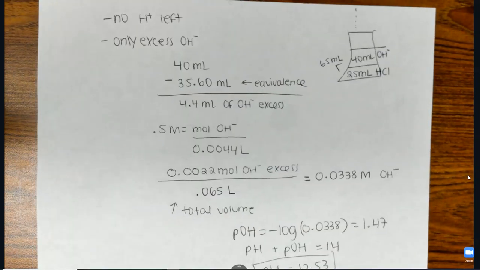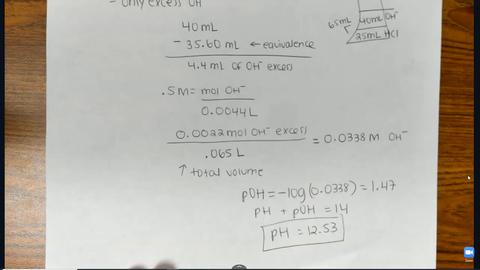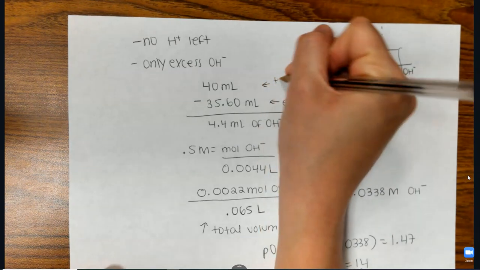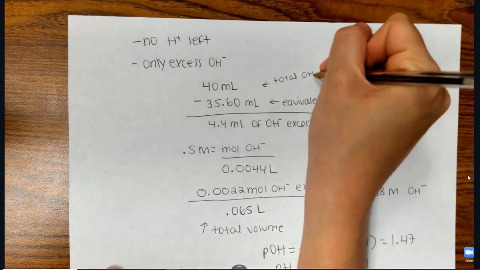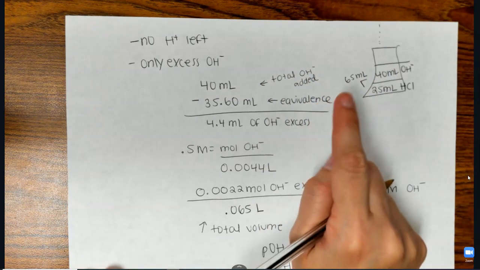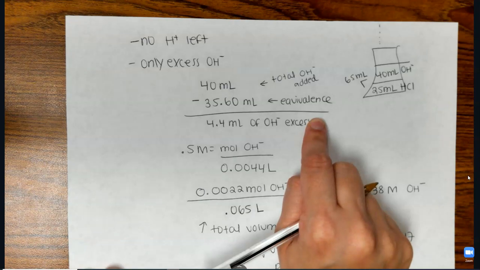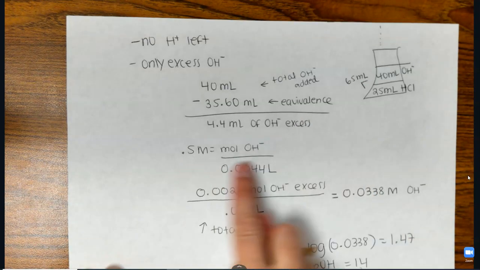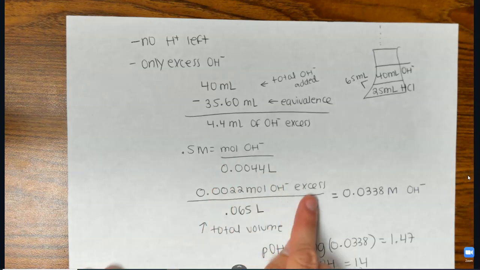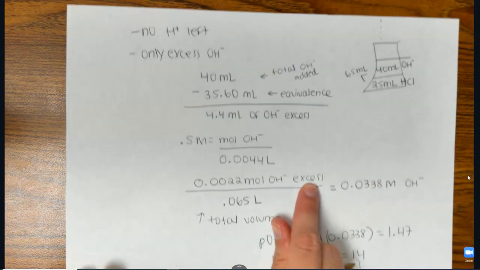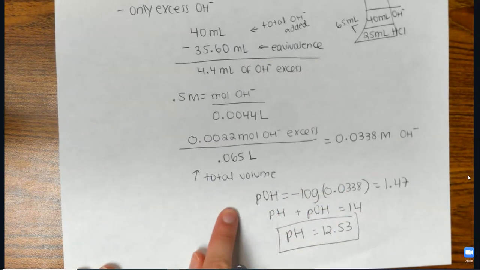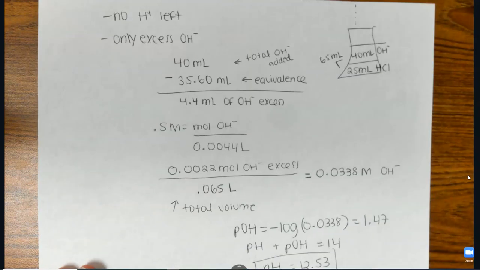So this is how you would solve any problem past the equivalence point. Again, you need to take the total amount of OH added, subtract the amount that you needed to get to the equivalence point, and that leaves you with the excess. Using your molarity of base, you solve for moles of OH from the volume of excess. That will tell you how many moles are in excess. And then you divide that by the total volume of the flask, get your molarity, and go from there. I hope this video was helpful.